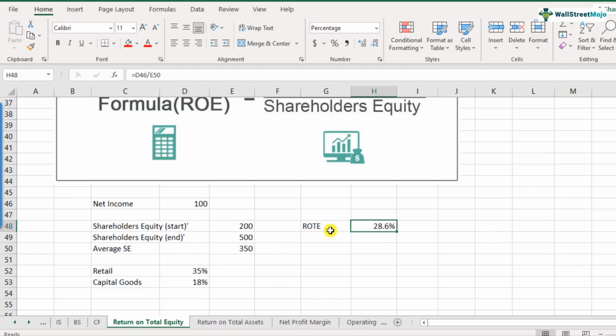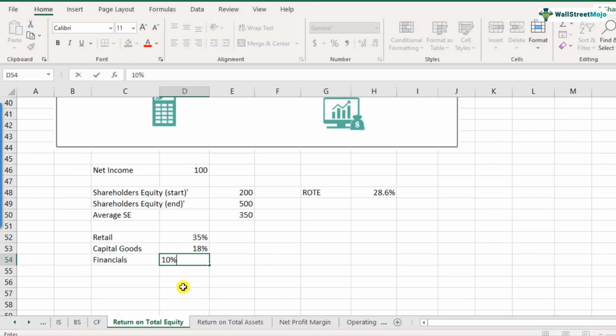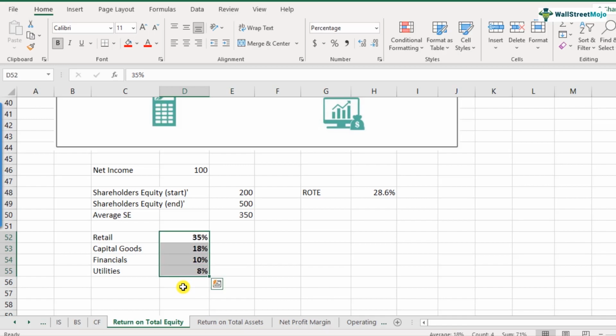But let's assume this company was in the capital goods sector, then obviously this would be much above the 18% benchmark, so it would have been a really good number. Likewise, in other industries like financials, the average return on equity is around 10%. Another example is utilities, which have an even lower return on equity of around 8%. These are just average numbers for US-based companies, so they may change depending on the specific company you have picked.